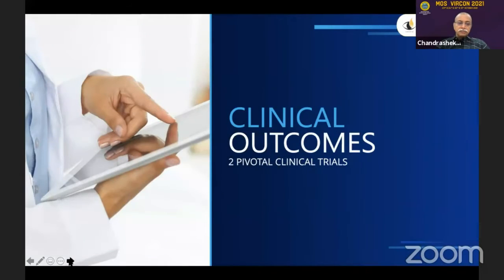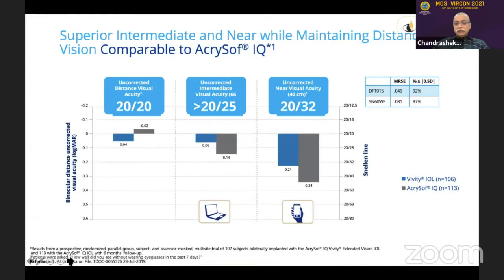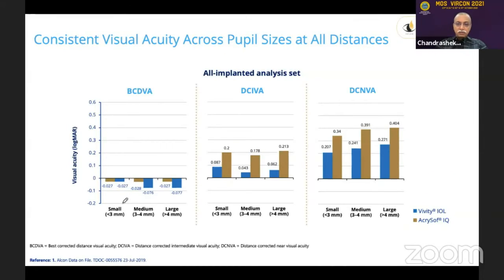So what are the clinical outcomes? There were two studies performed, compared with IQ. For distance, it is comparable to IQ. For intermediate visual acuity, that is 66 centimeters or computer distance, the visual acuity is excellent, 20/25, and for near, down to J8 on the chart, the visual acuity is good. But for N6 or J6, a patient requires an addition of +1. Then it works very well at all pupillary distances. This is for distance, intermediate, and near visual acuity.